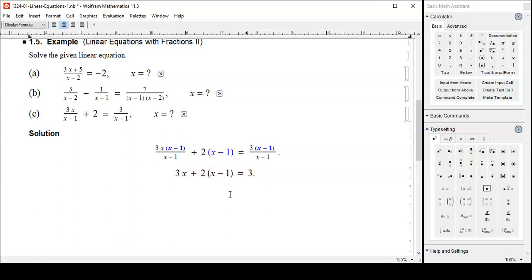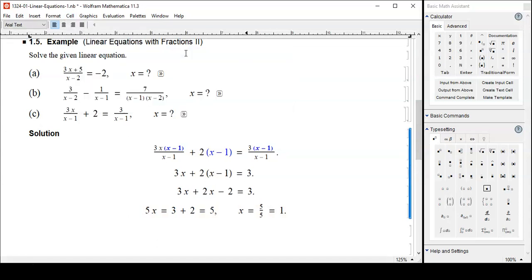Okay, all right. Now, let's break up the parentheses. And then consequently, what do we have? 3x plus 2x, 5x equals 2, flipping this -2 to the other side, 3 plus 2, which is 5. 5x equals to 5, so x is equal to 5 over 5, which is 1. X is equal to 1. Looks like that's the solution. Is that what you all got?